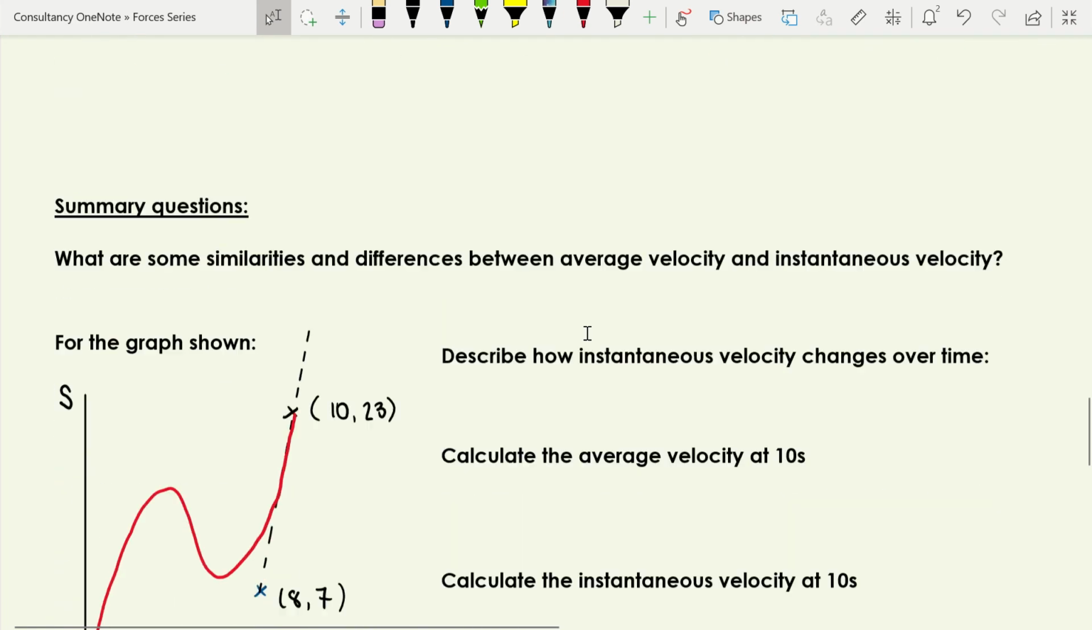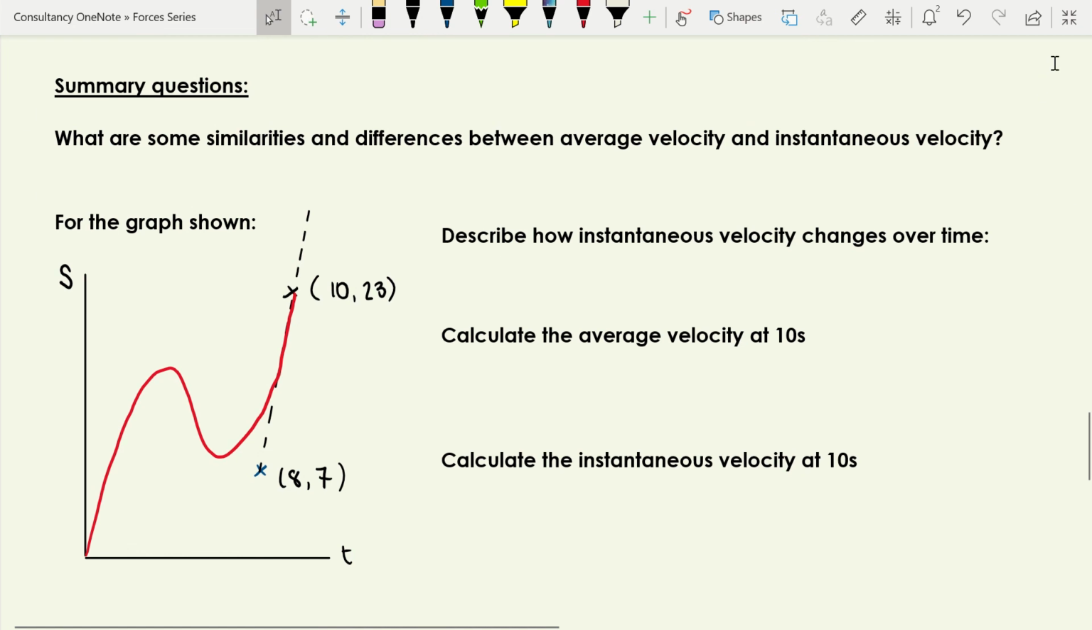So as we usually do, we're going to finish off with some summary questions that I'm going to get you to have a go at. What I'd like you to do is pause the video and, on a rough piece of paper, have a go at each of these questions that you can see here. Then once you've done that, you will go through them and see what we should have.